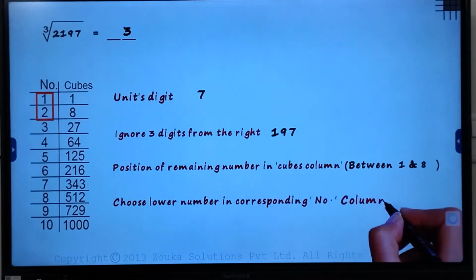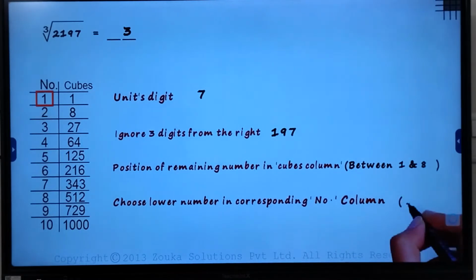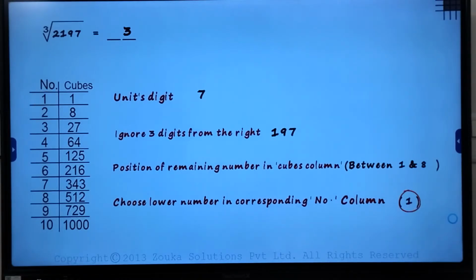The lower of 1 and 2 is 1. That's it. This is your tens digit. So the cube root of 2197 is 13. Remember, we always choose numbers from the first column, which is the numbers column, to write the digits of our answer. 3 was chosen from here and 1 was chosen from here.